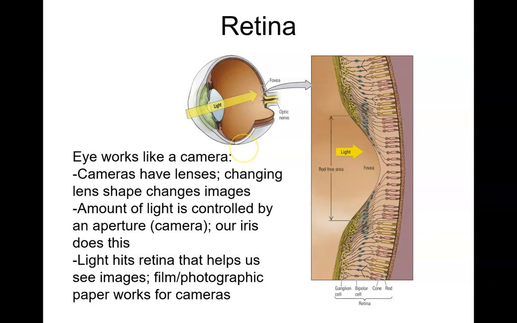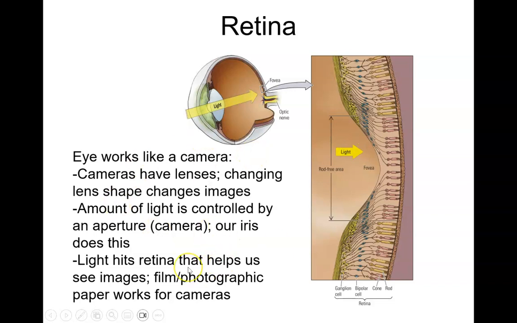The amount of light is going to be controlled by a camera's aperture, but in our eye the iris is what is allowing light to enter. So in very dark situations, the iris is going to make the pupil look very large because it's looking for any photon of light that it can. In very bright conditions where there might actually be too many photons, the iris will restrict and make the pupil very small because we don't need all of the light that is available.